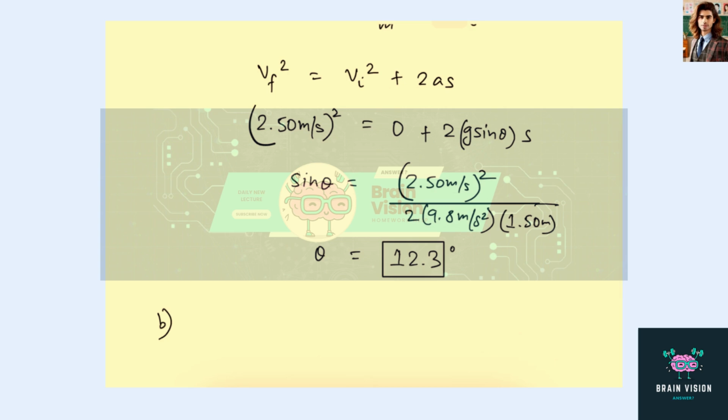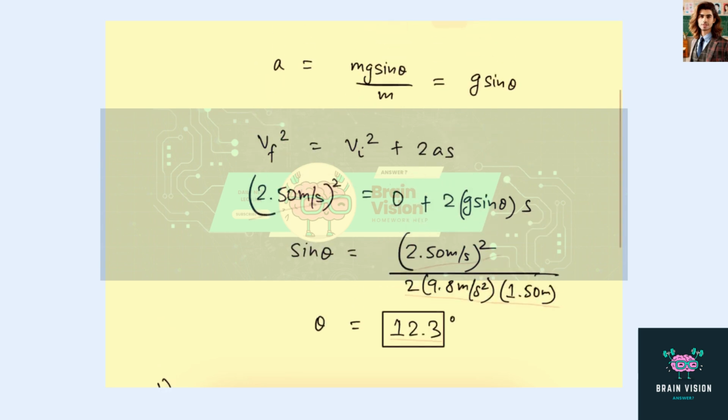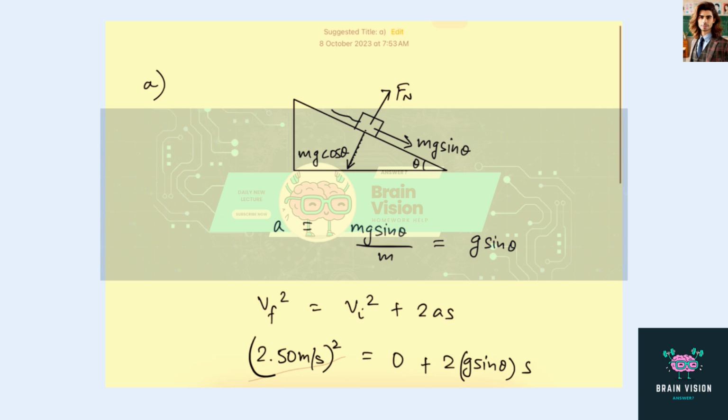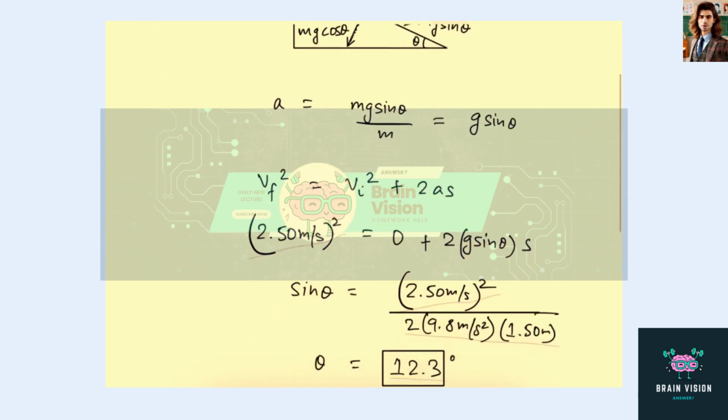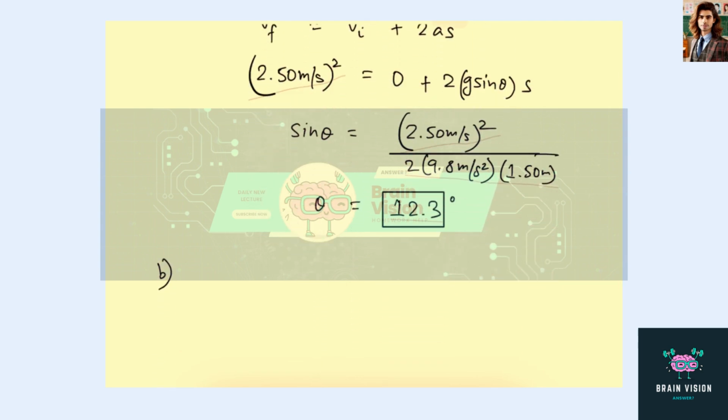Now for part B we have to find out the speed of the ice at the bottom if motion is opposed by a constant friction force of 10 Newtons parallel to the surface of the ramp. So now in this case we will have an additional force of friction up the ramp. So now the net force along the ramp will be mg sin theta minus friction force, and this will be equal to mass times acceleration. So acceleration will be g sin theta minus friction force upon mass.